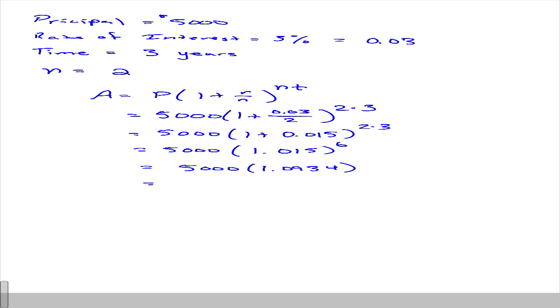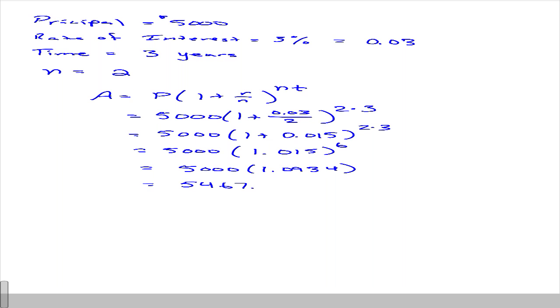I get 5,467.216 or 5,467.22. And that's the amount of money that I would have in the account with an interest rate over 3 years. Okay?